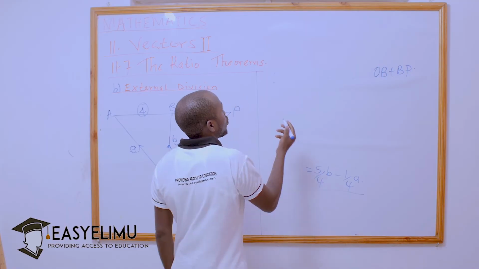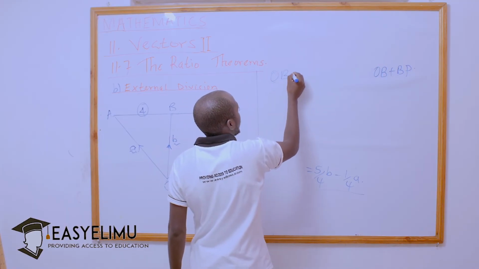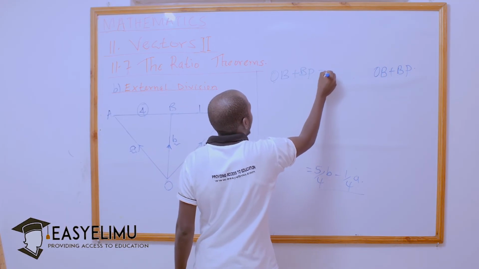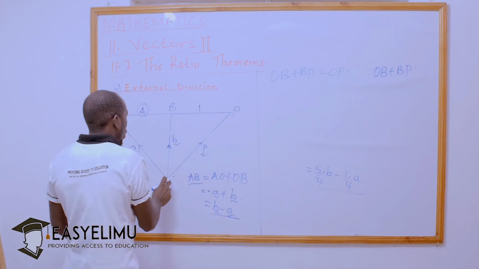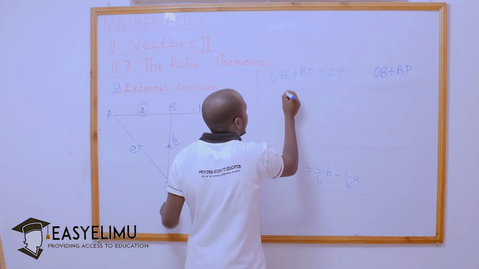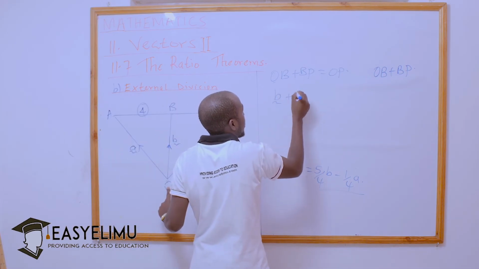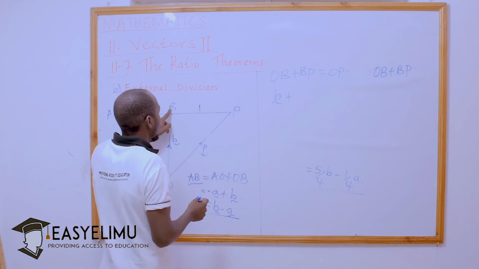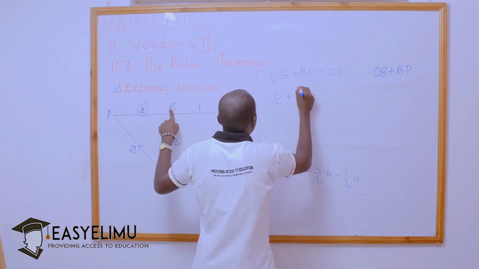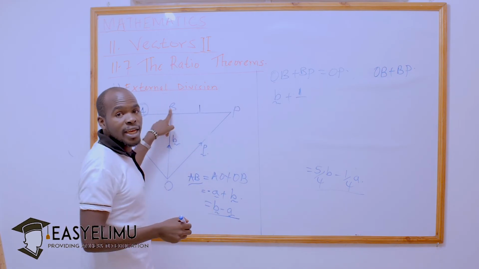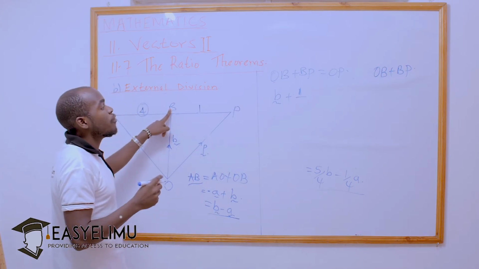Let's decide to use OB plus BP in order to get OP. So we shall have OB is vector B. So this one will be vector B plus BP. BP will be 1 over the total ratio of vector. And what we shall be taking here is the total of what we have.